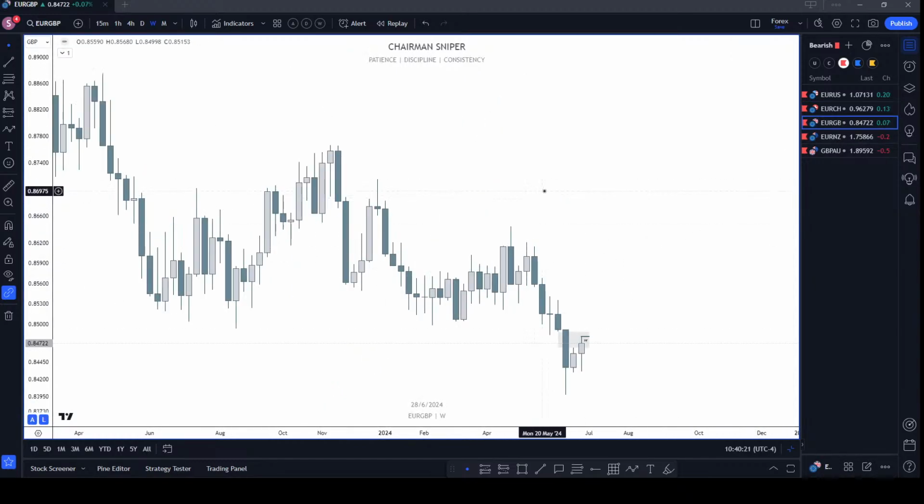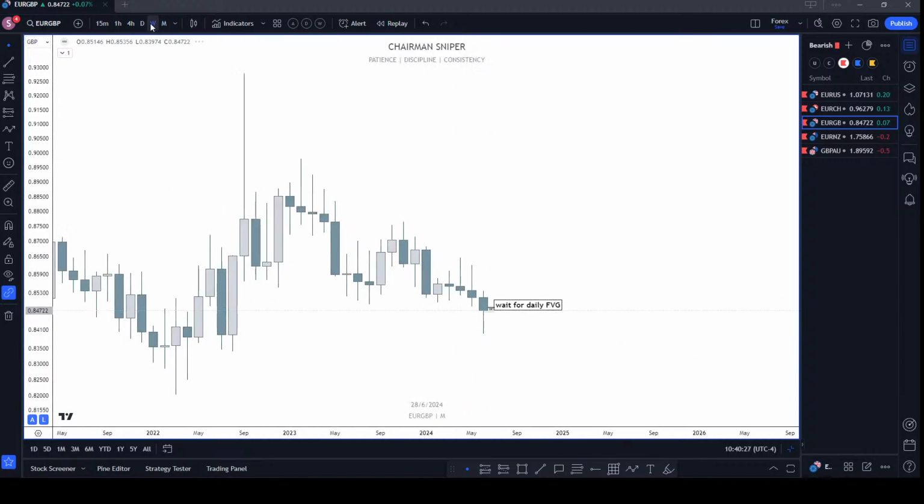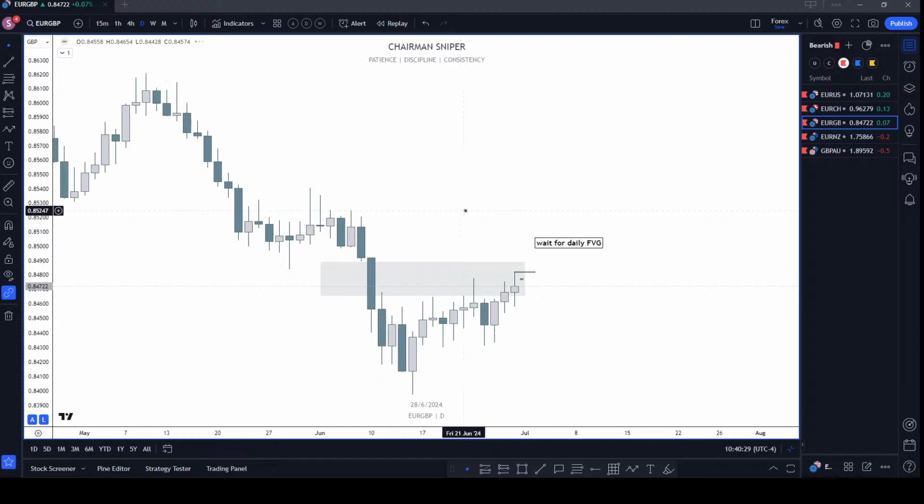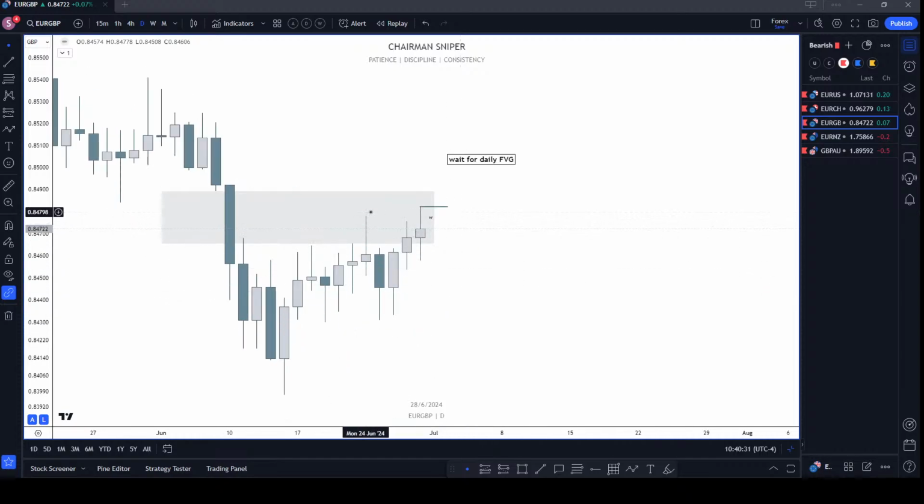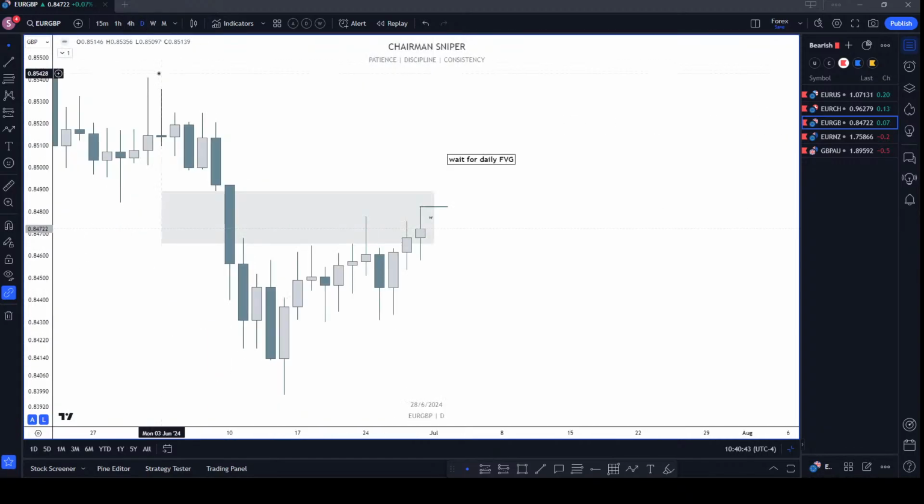On Euro GBP, we are currently in this weekly leg right here. We have tapped into it, rejected, and then taken out this high, which means that we were not ready to move lower. I would say let's not trade off the 4 hour, but let's wait for a daily fair value gap lower because that would be the safer move, the safer play.